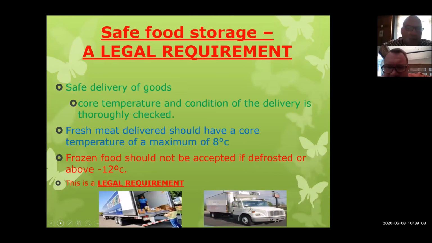So we're going to talk about storage now. Remember, when you get a food delivery, anything that's chilled must be below 8 degrees, and anything that's frozen must be minus 12. They're obviously legal requirements. Leslie and Sophie, in your campuses, they will be recording all this, wouldn't they? As soon as they get a delivery, they would want to know what the temperatures are.